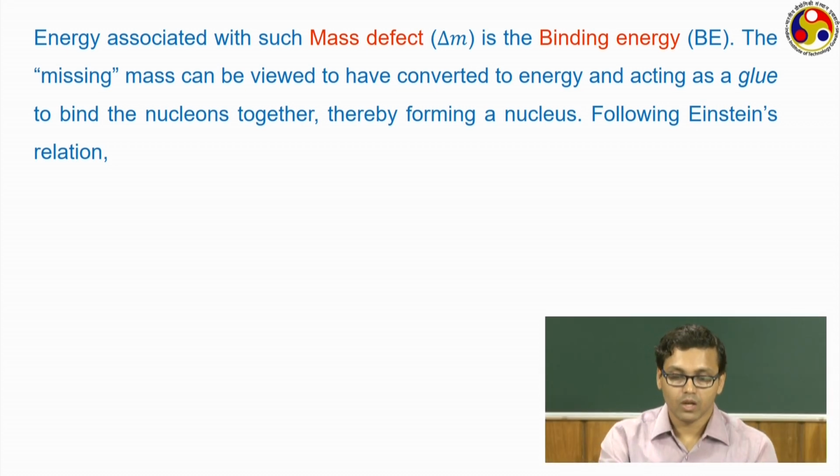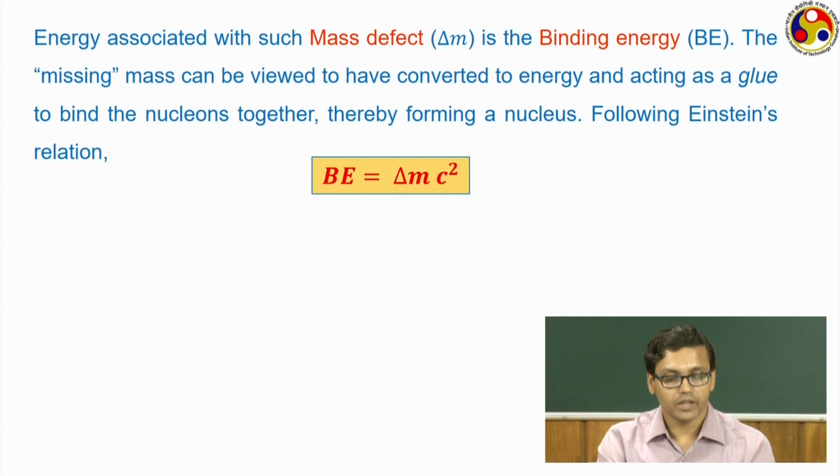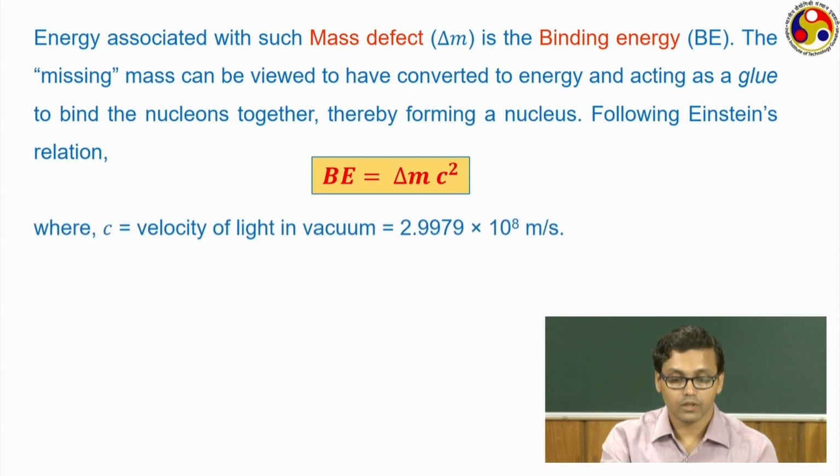Following Einstein's relation, this binding energy can be represented as the product of mass defect and c squared, where c is the velocity of light in vacuum, and as per present standard, its magnitude is 2.9979 times 10 to the power 8 meters per second. So, delta m is the mass defect, and once we multiply that with c squared, we get the equivalent amount of energy.